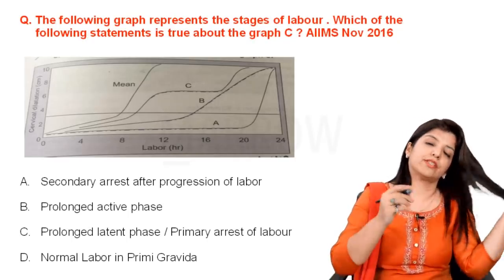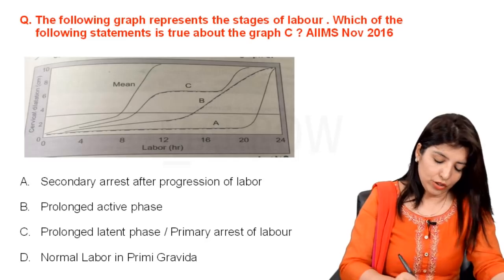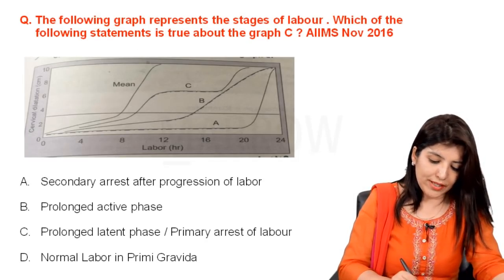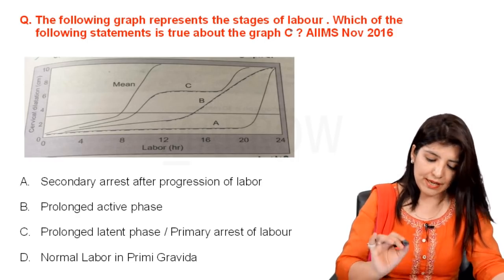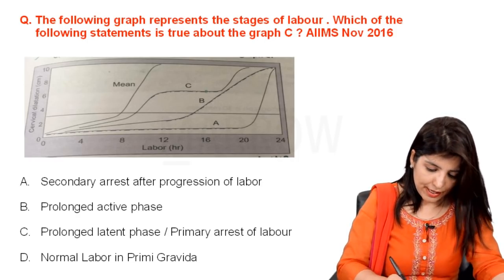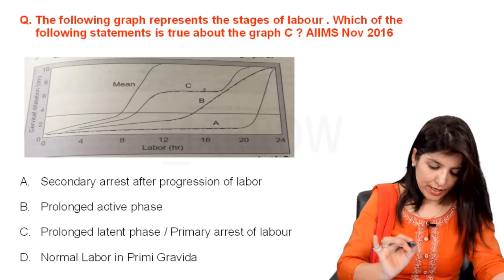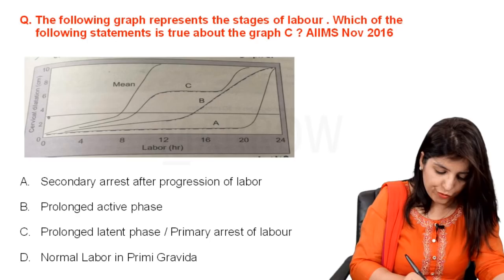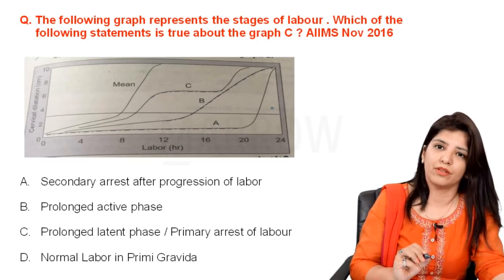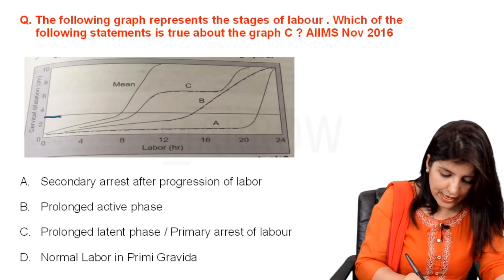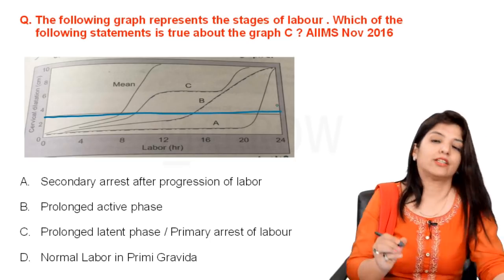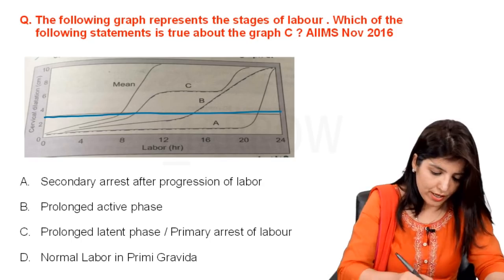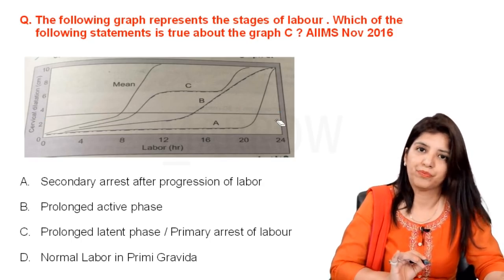Next question. Again, this is AIIMS November 2016. The following graph represents the stages of labor. Which of the following statements is true about graph C, right? So let's see graph C here. Before that, I want all of you to notice here that they have made a line from 3 centimeters, right? This means that in this graph, active phase is beginning at 3 centimeters. This is the line which they have already drawn and they have given you, right?